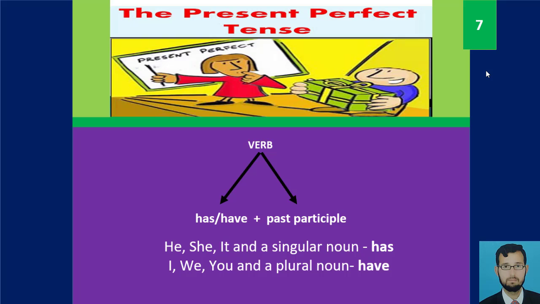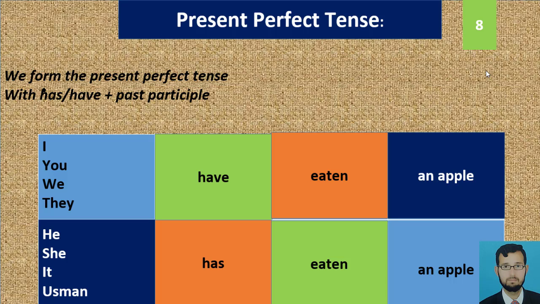Dear students, the form of the present perfect tense is has or have plus the past participle of the main verb. I, we, you, they and plural nouns are followed by have. After that we use the past participle of the verb. For he, she, it and singular nouns we use has, then the past participle of the main verb. The clear image of the formation of the present perfect tense is shown in the next slide. Dear students, look at these examples. Sentences with the present perfect.